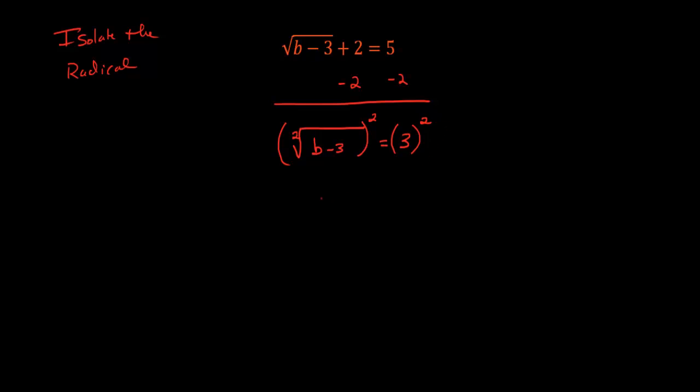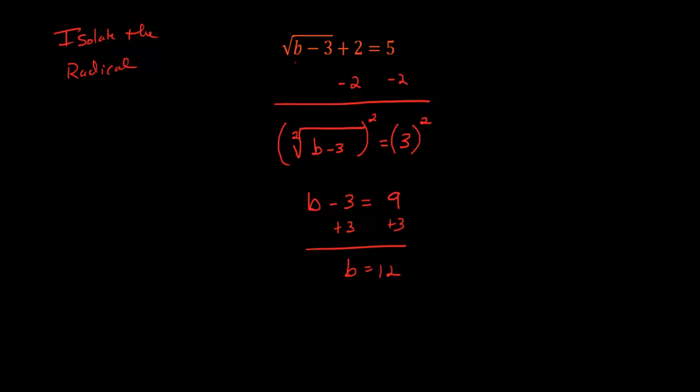So the square root and the square cancel, and I'm left with b minus 3 equals a value of positive 9. And I add 3 on both sides, and I get b is equal to a value of positive 12.